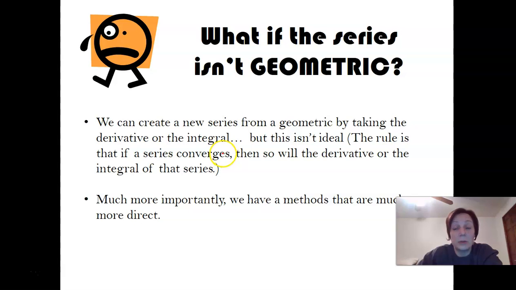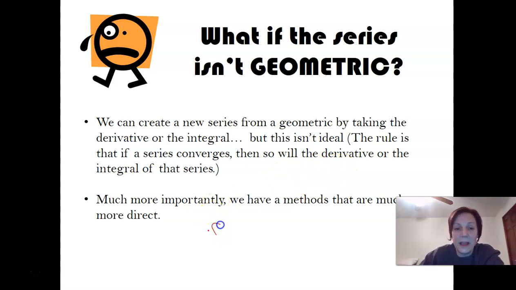Okay, so the final thing that we have to talk about is what happens when they're not geometric. Because if a series isn't geometric, then telling if it diverges or converges is a much more complicated question. So there is a trick that in practice is not ideal, but every once in a while the AP brings it up. So I just thought I would throw it out there to you. You are allowed to take an integral of a series or a derivative of a series, term by term, to create a new series. And your new series will behave like your original series.